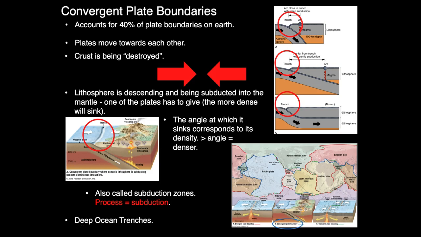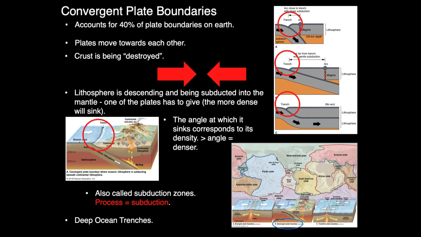So many times the convergent plate boundaries themselves, we call them subduction zones. So typically, with this type of boundary, a feature called a deep ocean trench is formed. Not all of the convergent plate boundaries have this type of feature formed, however. Only those where oceanic lithosphere is involved.